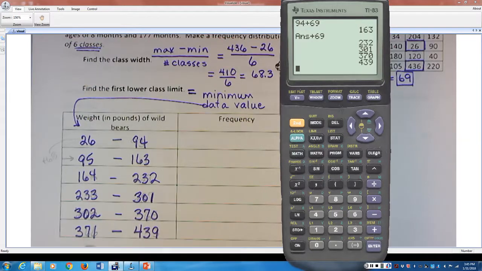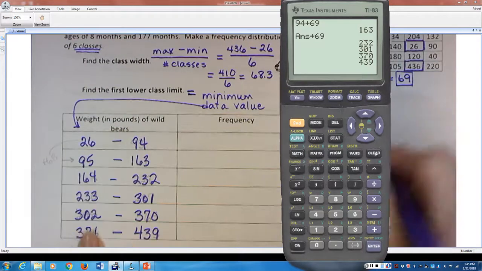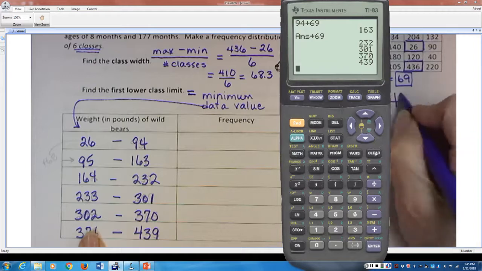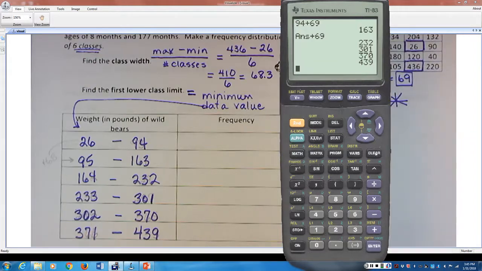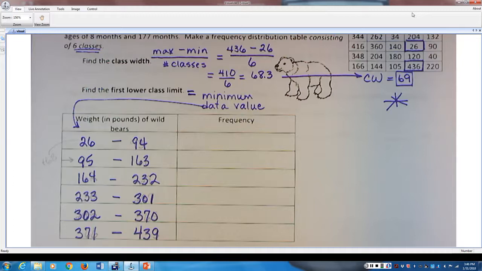Will my biggest bear fit in the last class? Yes, he will now. But you have to do the right class width. This is very, very important. If you miss that, you're going to miss the whole table. Be sure to remember to round your class width up. Never down, always up.